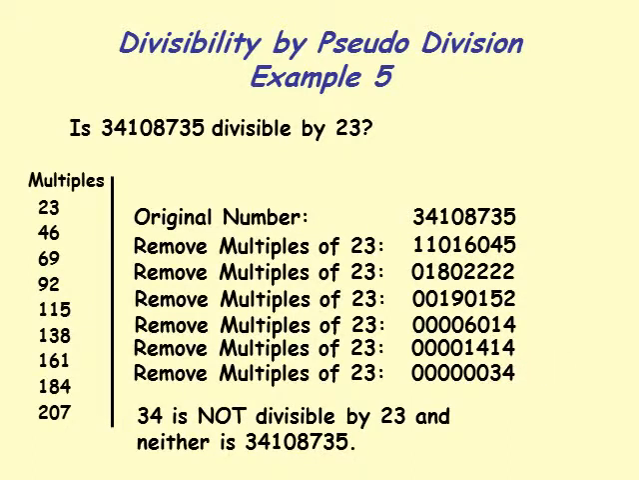So 34 is not in this list here. 23 is, 46 is, 34 is not. So 34 is not divisible by 23, and neither is the original number, 34108735. So this number is not divisible by 23.